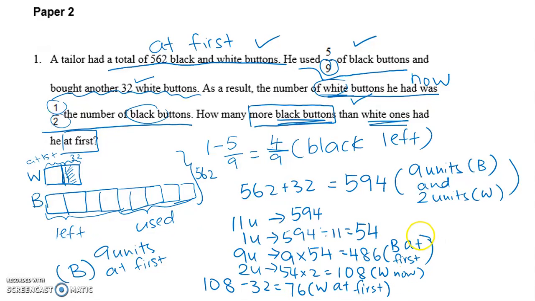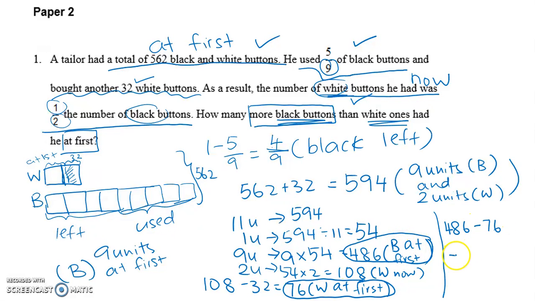I know the black at first is 486. I know the white at first is 76. Can I find how many more black at first? Yes. I'm going to create some space here. So 486, which is the black at first, minus the white at first, which is 76, equals 410. My answer is 410.